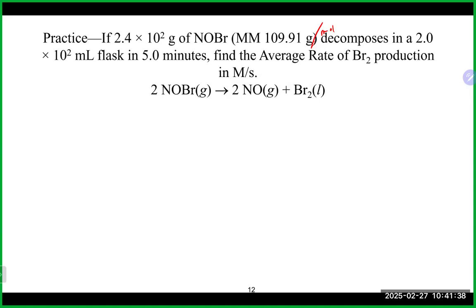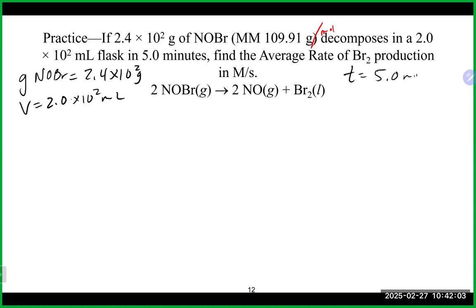Okay, so let's see how you're doing. In this particular case, they gave us the grams of NOBr, which is 2.4 times 10 to the 2 grams. We have a volume, basically 200 milliliters, and we have a time of 5 minutes. And we're looking for basically Br2's production.